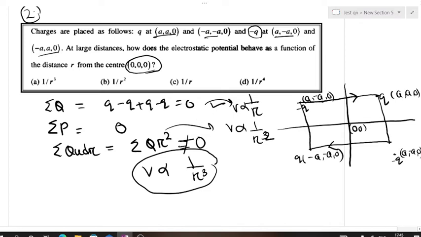If the sum over q remains, then the potential will be this. If the sum over p does not vanish, then V will be proportional to 1 by r square. If the quadrupole term does not vanish, then the potential will be proportional to 1 by r cube. Here q and p vanish, so this will be the proportionality. Okay, let's go to the next question.